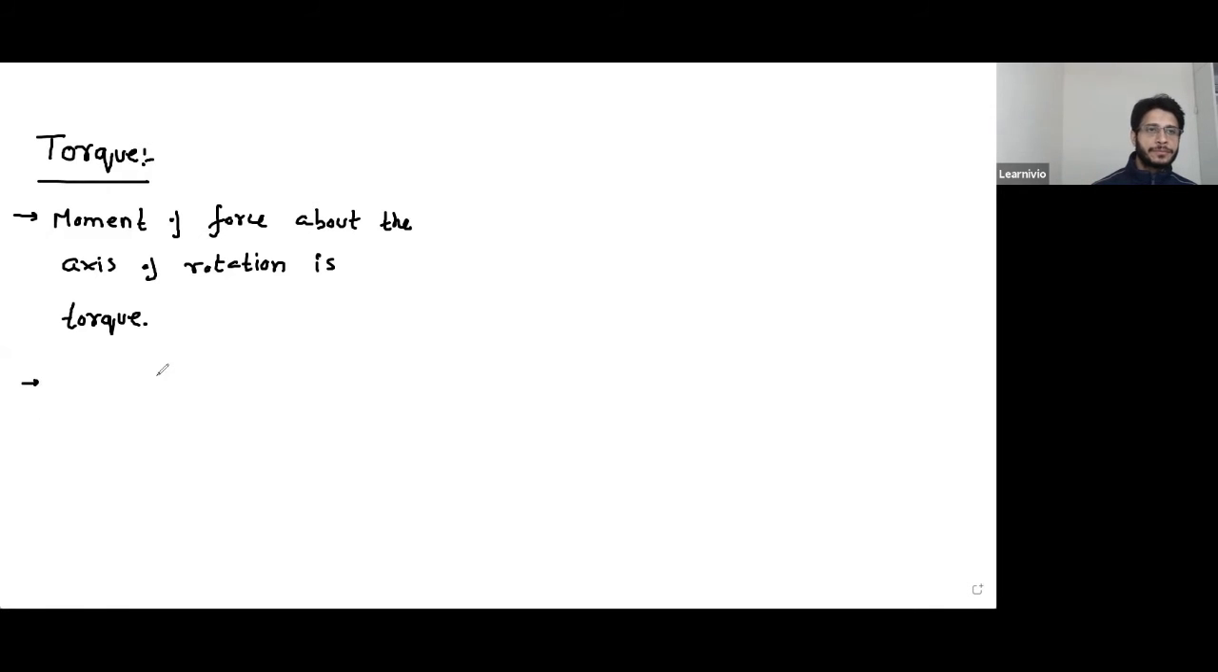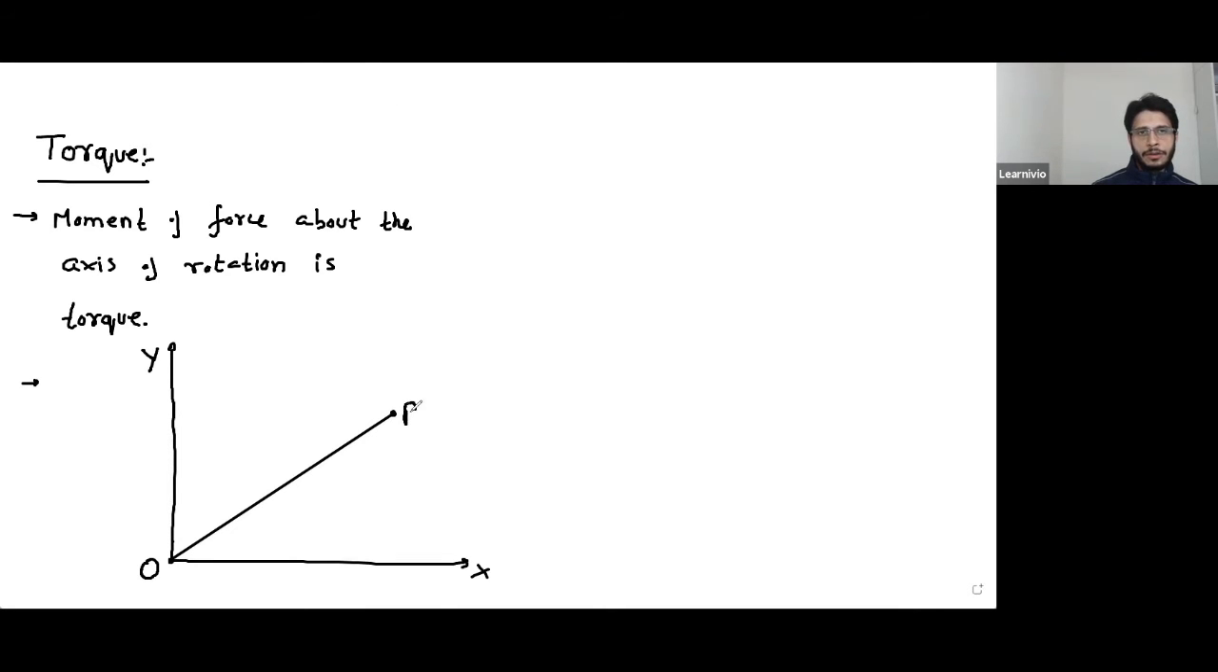What is torque here? To define torque, let's take a coordinate system. This is an XY coordinate system. This is the origin of the coordinate system. And let's say this is a rod. I'm considering this point of the rod. This point is fixed at this point O. I call this fixed point O the axis.